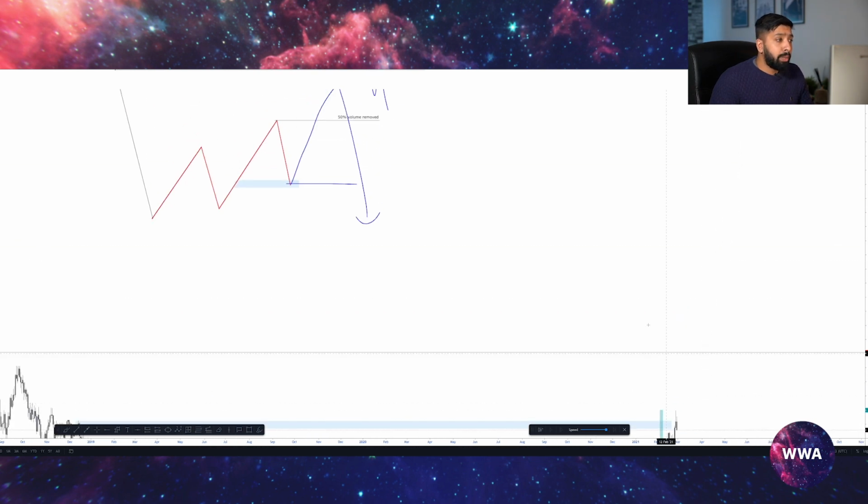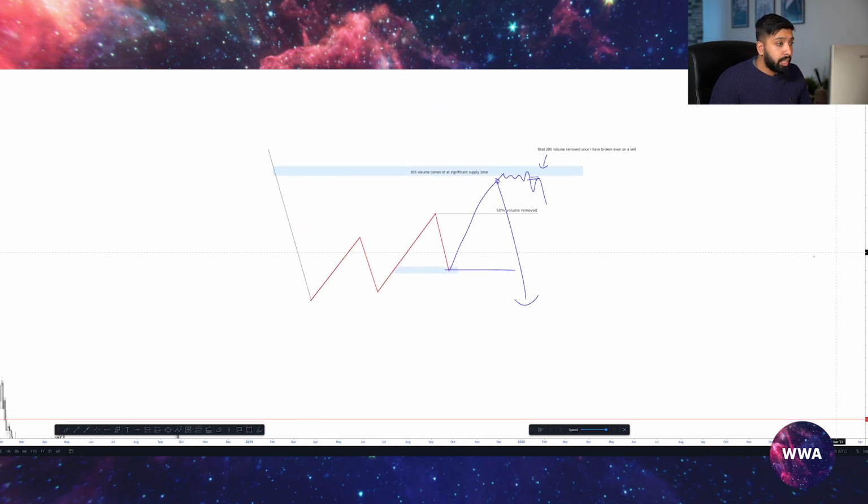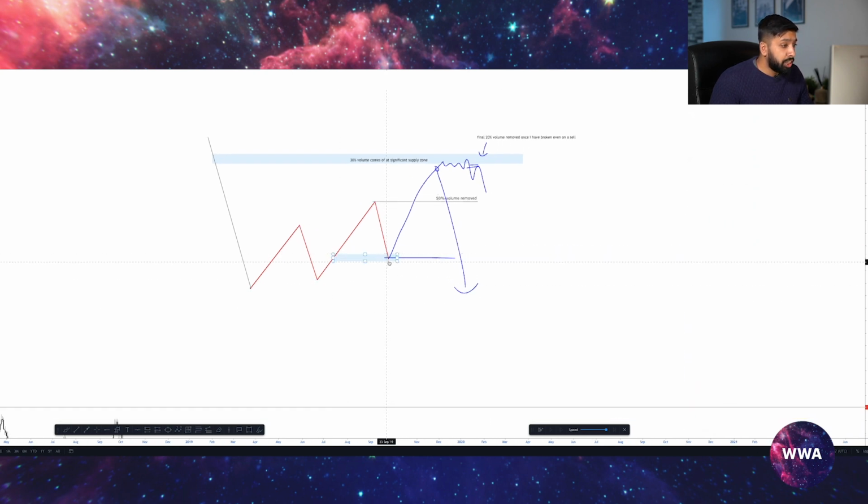So if you want a better way to understand this, you can look at this drawing here. Just say I entered a position here. The red is the current market structure. I'm sitting within bullish market structure, and I enter a buy at this demand zone here. Okay, at the structural point, I'm going to remove 50% volume, and then I look at the market structure coming into my current market structure.